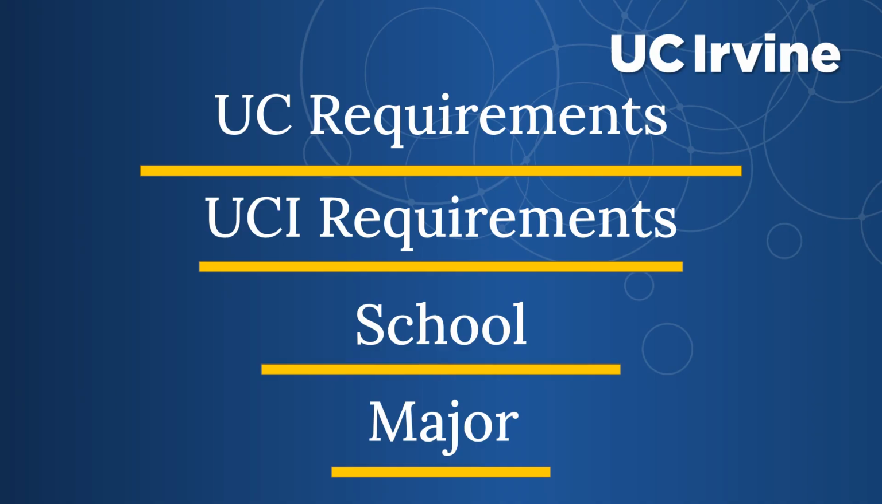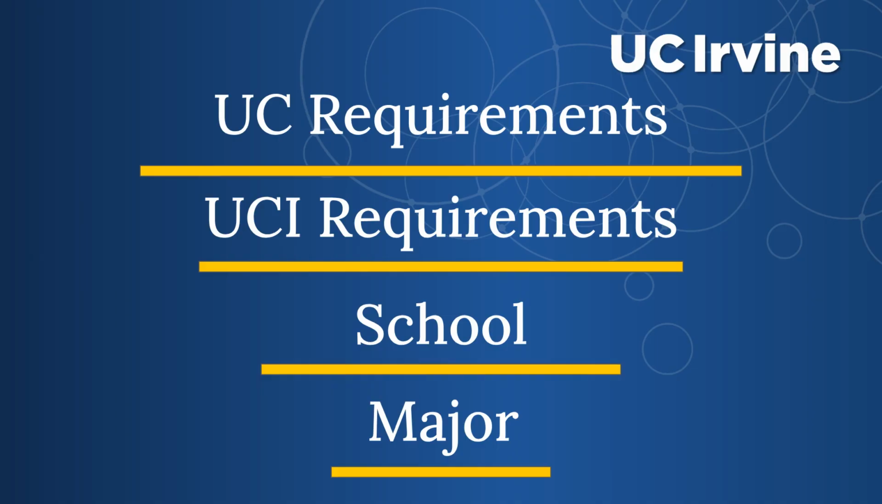Now that graduation basics have been covered, we will discuss the components of a degree. A degree at UCI is comprised of 4 main components: UC requirements, UCI general education requirements, school requirements, and major requirements. UC requirements apply to all students at any UC campus, including UCLA, UC Berkeley, and UCI. UCI general education requirements are specific to UCI and must be completed by all students regardless of major.